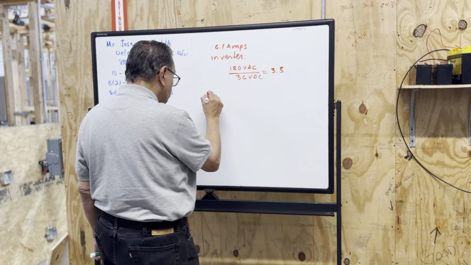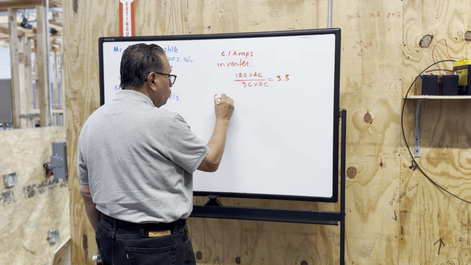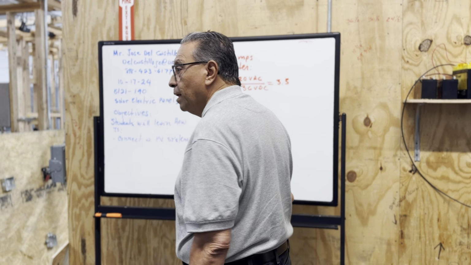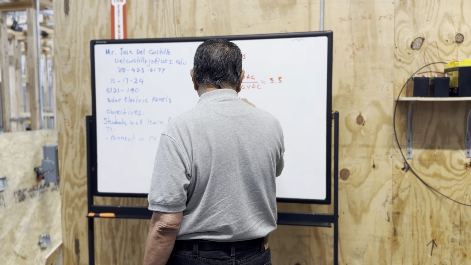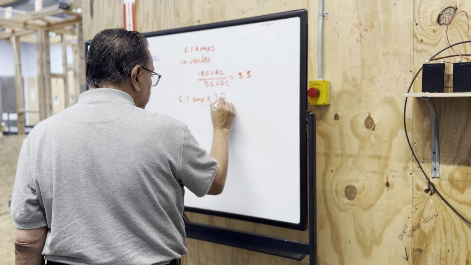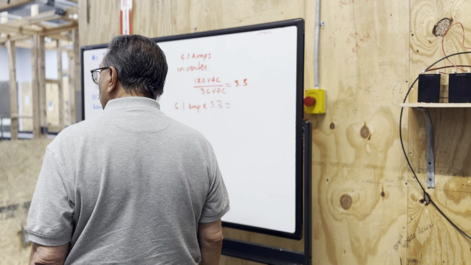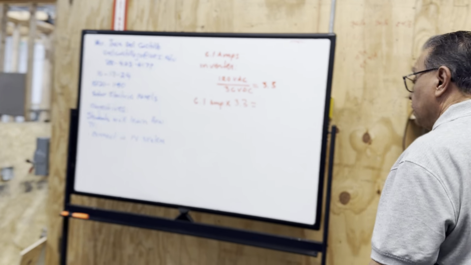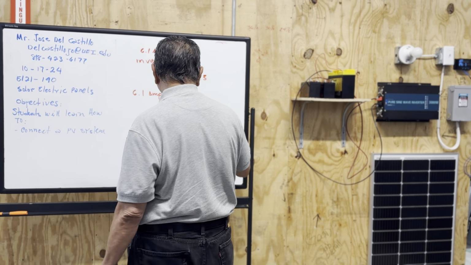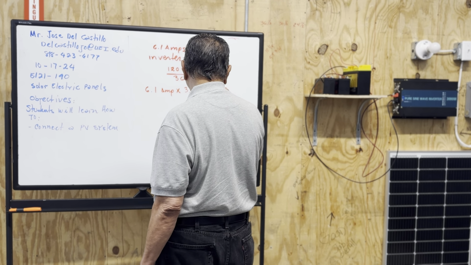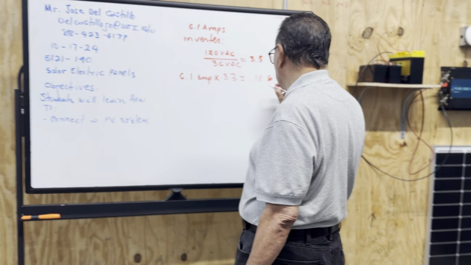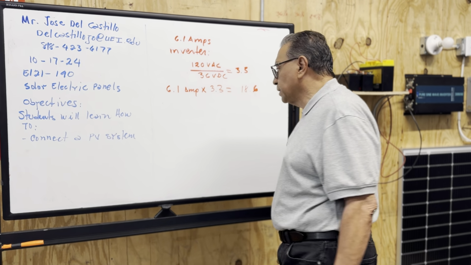So if I have 6.1 amps, my battery, and my factor is 3.3, that will give me the amperes at the output that my inverter will be providing, which is 18.6. Okay, that is the factor.